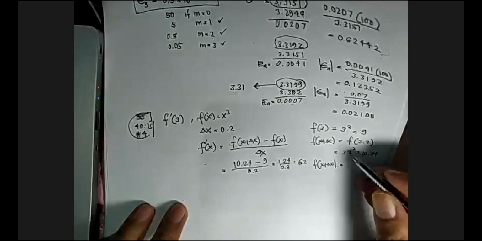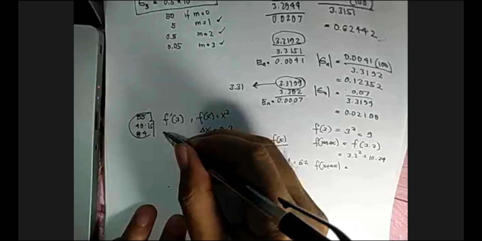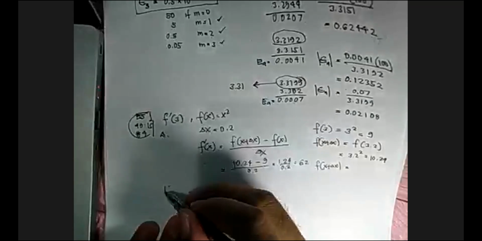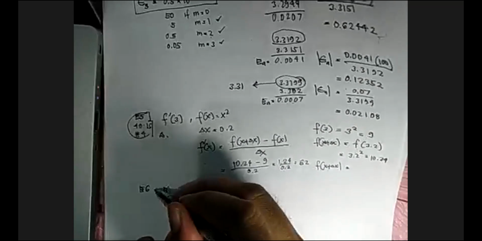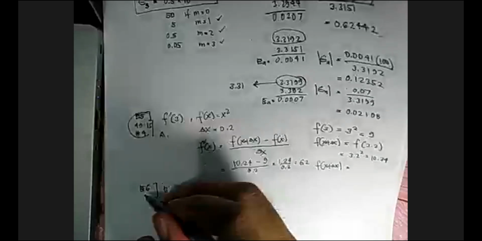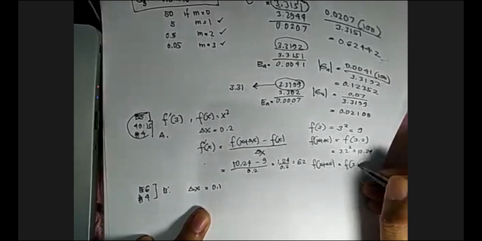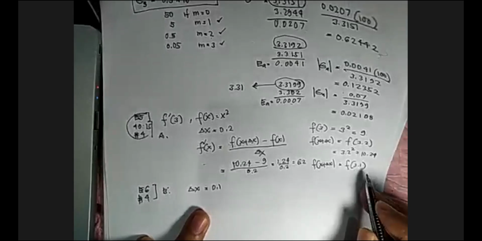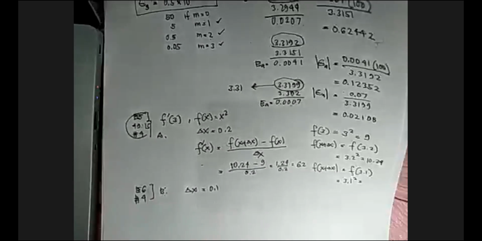Since x, no? So in this part, let's use letter A, letter B, okay? Or rather, let us use example six, video number four, delta x equal to 0.1. What will happen if delta x equal to 0.1? So this one is f of 3.1, okay? So how much is that? That is 3.1 squared. What is 3.1 squared?